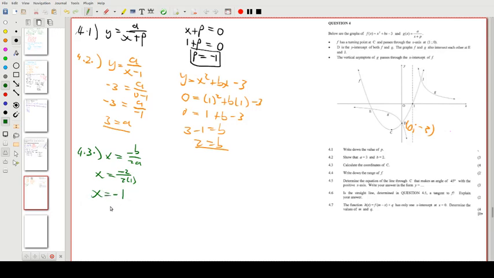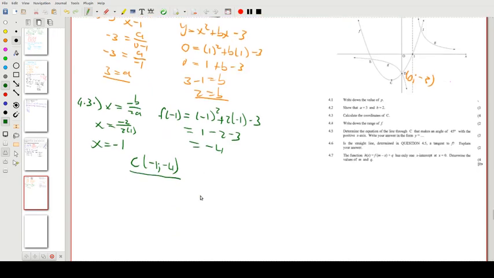Now to find the y value, we do f of negative 1. We substitute negative 1 into x, which will give us negative 1 squared plus 2 times negative 1 minus 3. What does that equal? 1 minus 2 minus 3, and that is negative 4. So our coordinate for C is negative 1 and negative 4. There we go. 4.3 done.